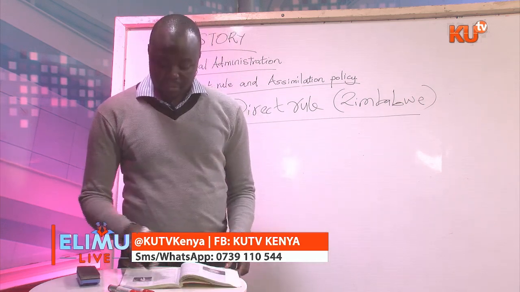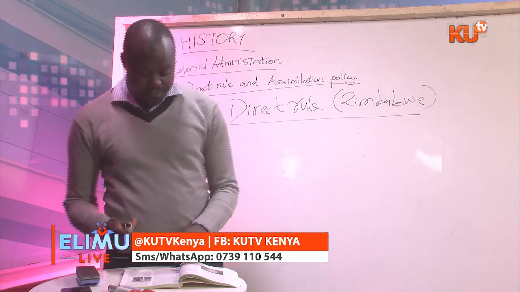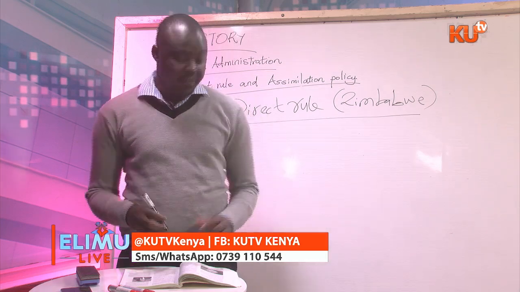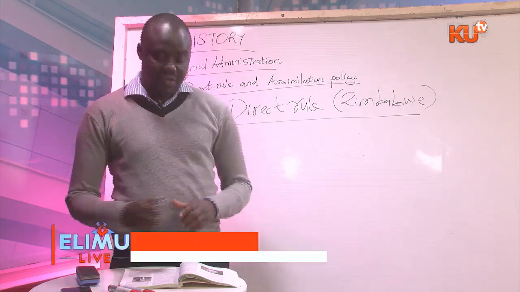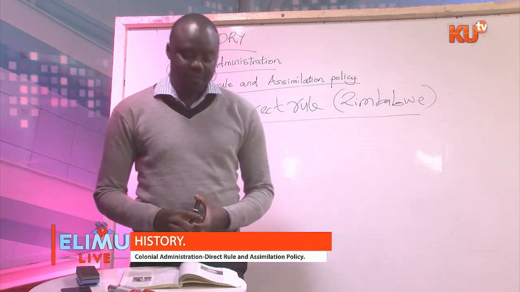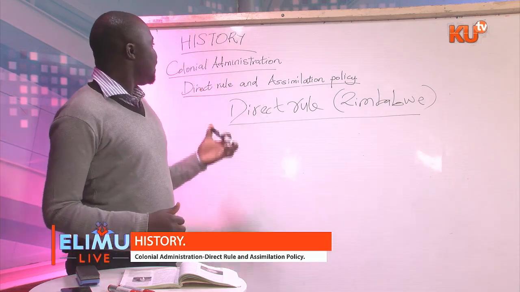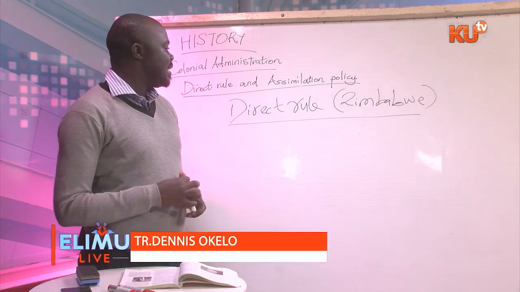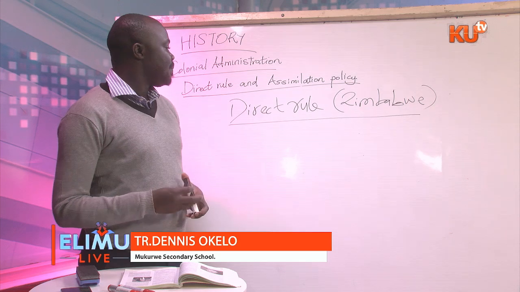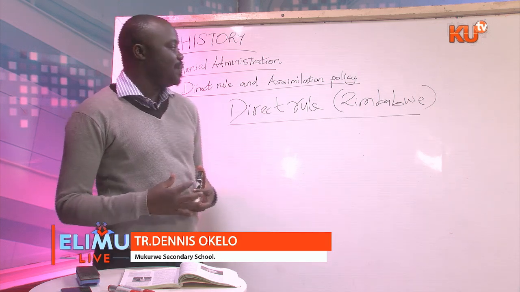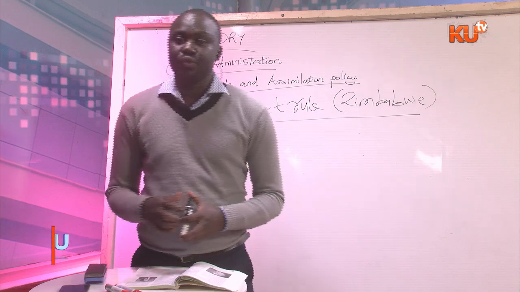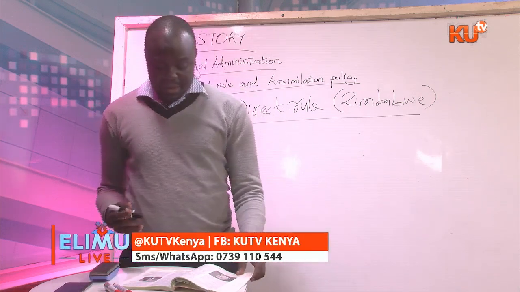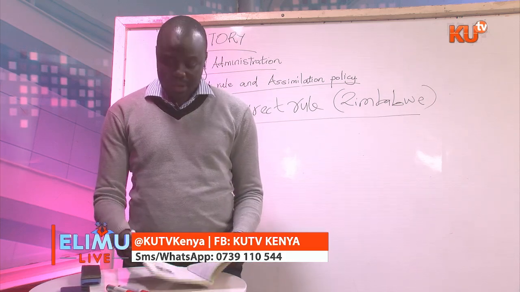I welcome you to our lesson, and I encourage us to follow this series of lessons, because we are progressing steadily with Form 3 work. Colonial administration, direct rule and assimilation policy, both for northern and southern Nigeria, then direct rule in Zimbabwe, and assimilation policy in Senegal, all fall under paper 2, because all of them are part of history that touches nations outside Kenya. Let us continue with our lesson today.